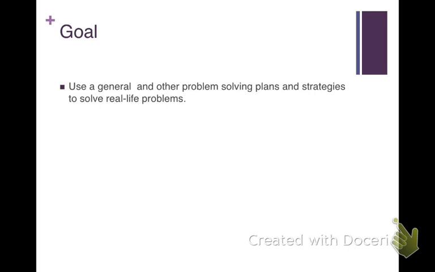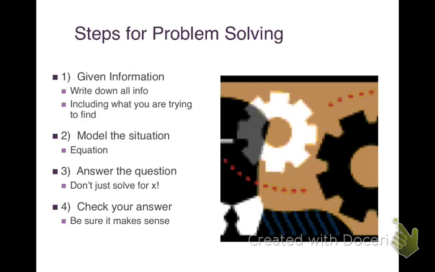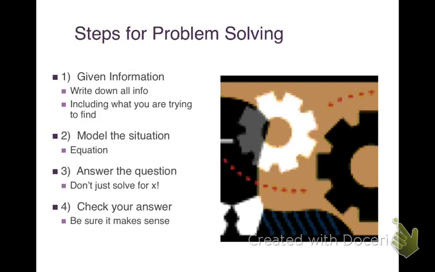The goal of 1.5, or foundations of 1.5, is to use general and other problem-solving plans and strategies to solve real-life problems. You don't have to do it exactly this way, but this is a good idea of what you need to do. Write it all down, include what you're trying to find, then model it, and then make sure you answer the question. You're not just solving for X or Q or Z or whatever variable you have. You have to make sure that you answer the question. Then check your answer to be sure that it makes sense.